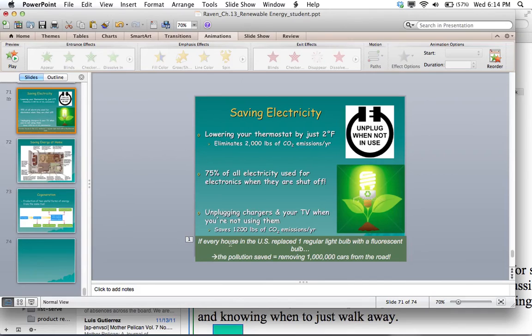So if every house in the United States replaced one of those regular incandescent bulbs with a fluorescent bulb like this, the pollution saved would equal removing 1 million cars from the road. And so you can just see what a big impact we can have collectively just by doing a simple thing like replacing the light bulb in our home.